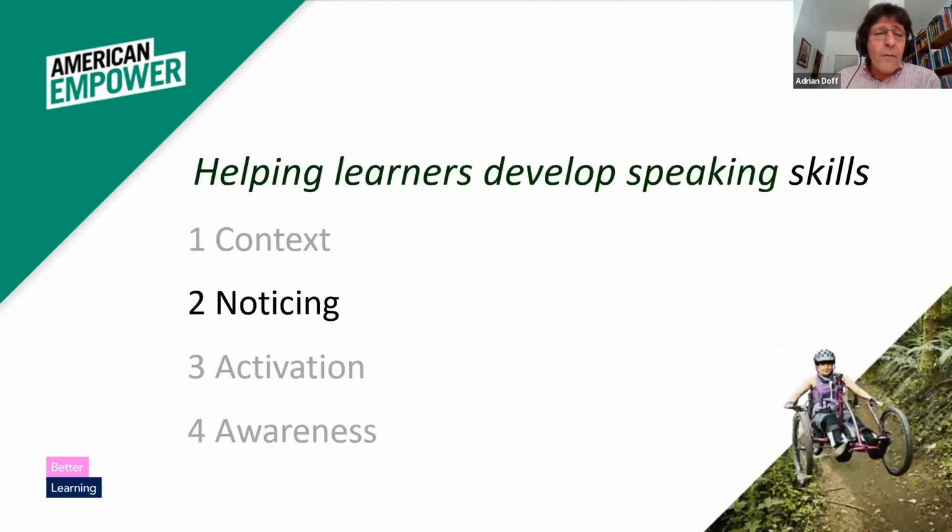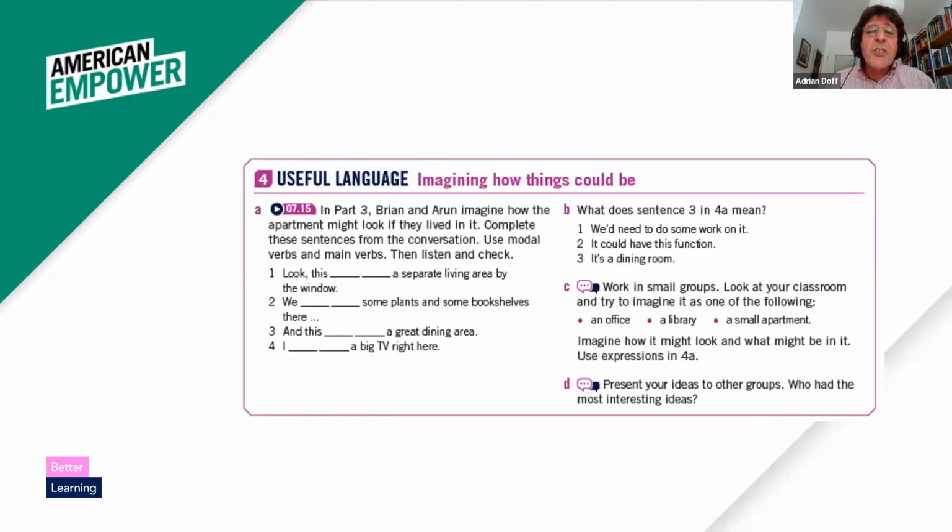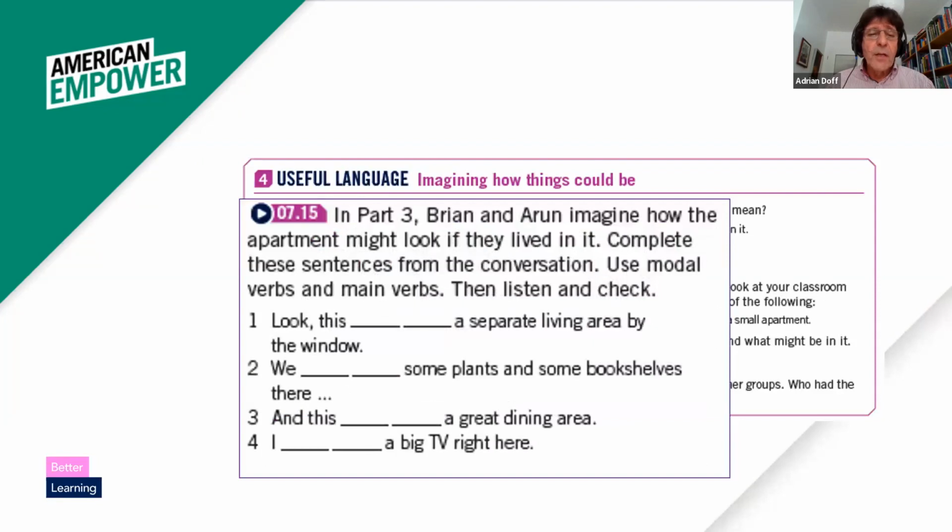Okay, let's look fairly quickly at noticing, just picking up on the same context we saw with these guys looking at an apartment. A next stage might be to get students to notice this language. This is a technique we use quite a lot in American Empower, of just having extracts with gaps, and learners either try to recall what they heard, or they guess what the person says, and then they check. So if I just zoom in on this.